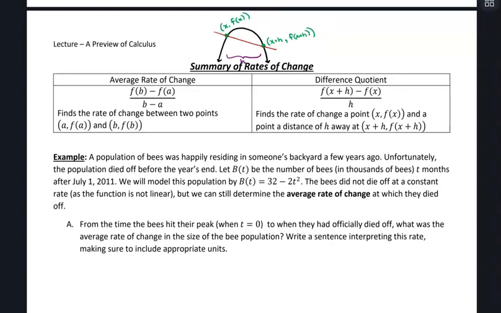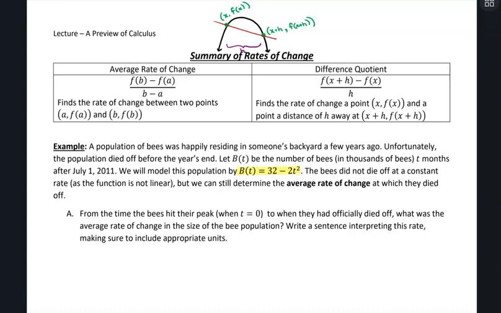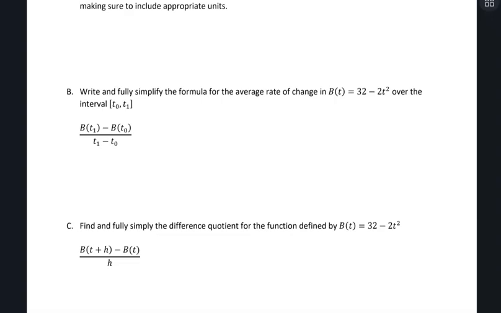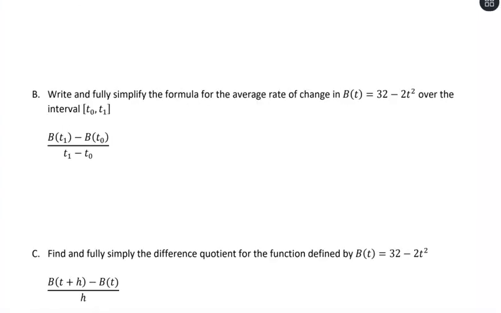So let's talk about these two ideas in the context of this application with the population of bees, and our function that we're going to be using throughout this is 32 minus 2t squared, which is mapping the population of the bees. So we're going to skip down here to part B and C. In part B, it says to write and fully simplify the formula for the average rate of change for B of t over the interval t0 to t1.